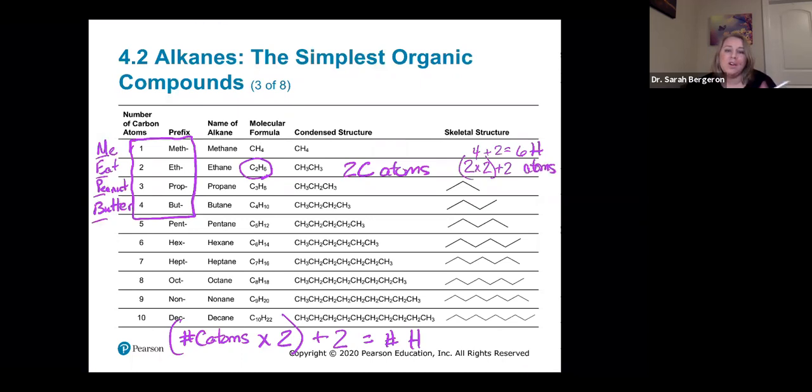That is going to work for all of the alkanes, so it's super important that you recognize that. It works even in the big ones. Let's say C10H22. How many carbon atoms do I have? Here I have 10. So I'm going to say 10 times 2, plus 2 more. 10 times 2 is 20, plus 2 is 22 hydrogen atoms. And that's exactly what I have.